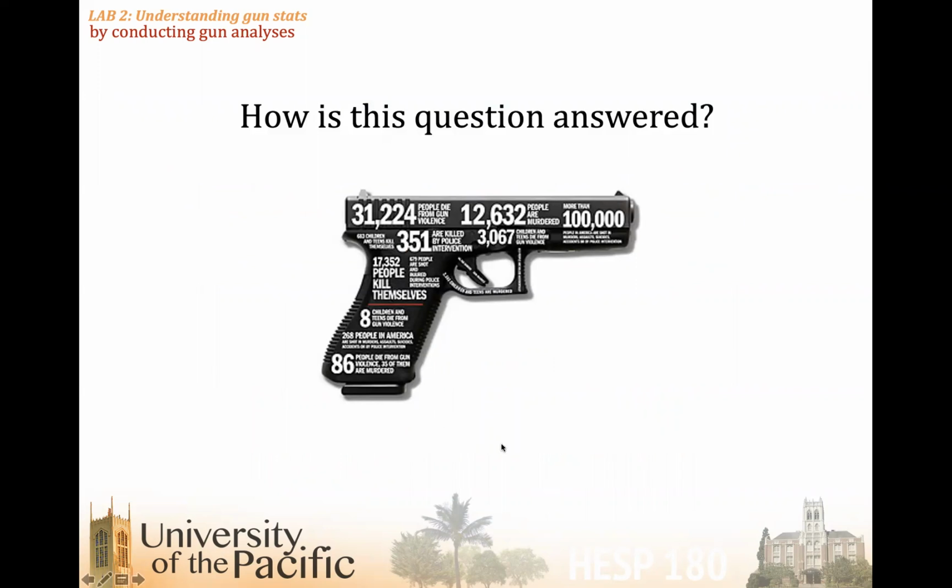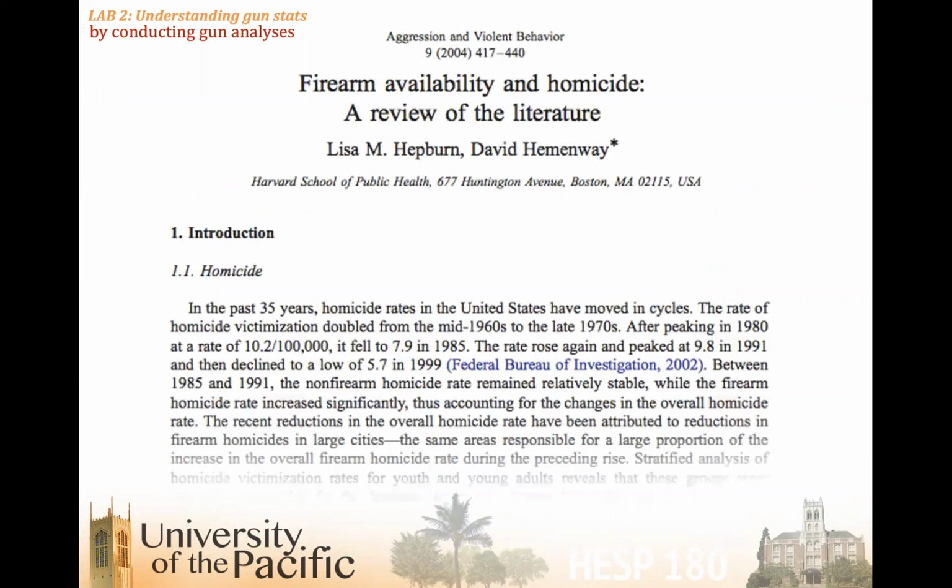Now, how are we asking this question? Remember, this is just a bunch of epidemiology. And for homicide, it's important to know one variable here, one thing it talks about in the introduction before we go over the methods. In the past 35 years, homicide rates in the United States have moved in cycles.